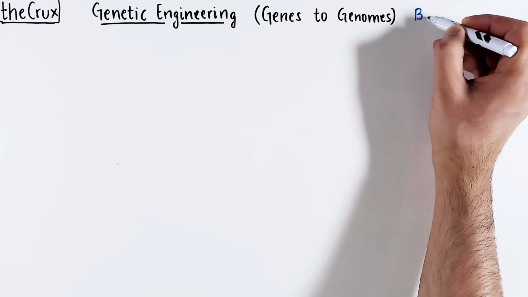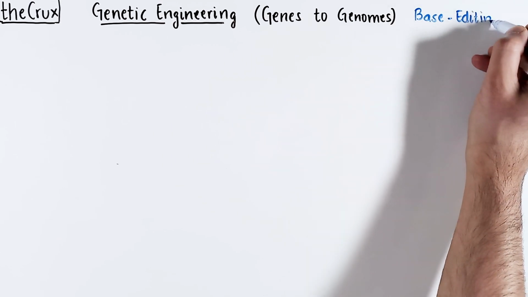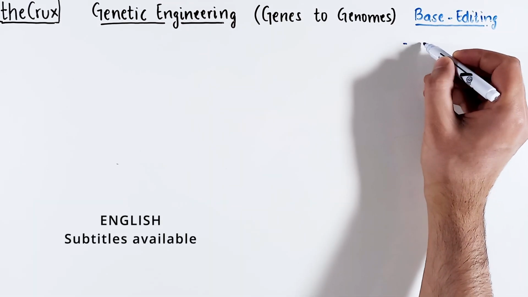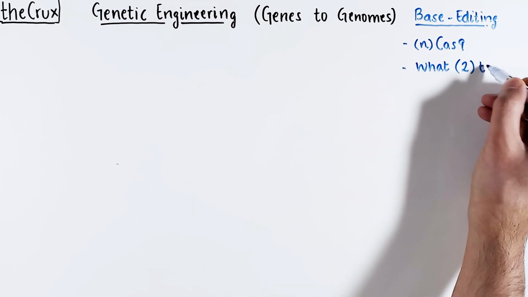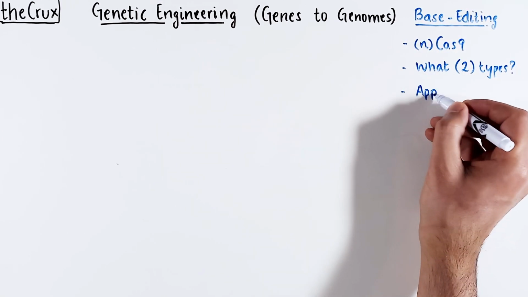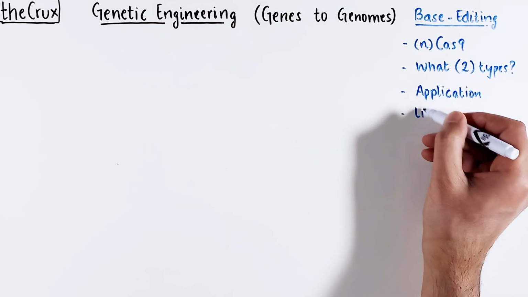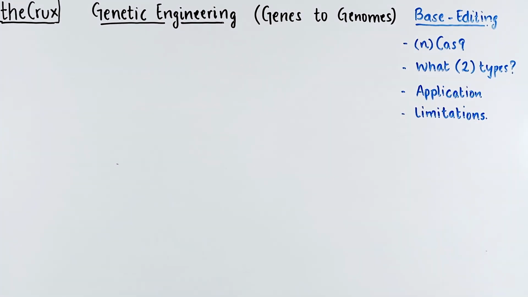This video is split into 4 sections to help you understand base editing using CRISPR-Cas9. I will talk about nCas9, the 2 primary types of base editing, their applications, and big limitations.